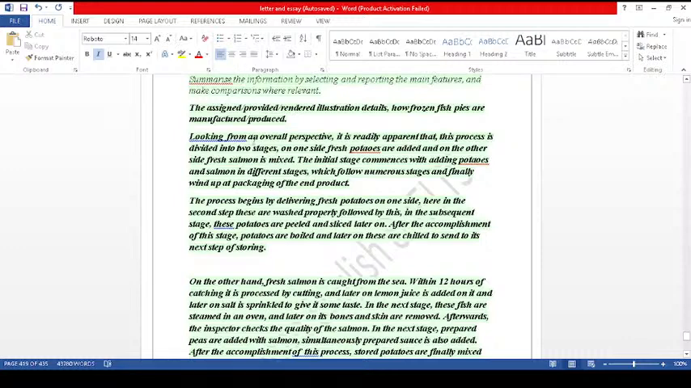Okay, looking from an overall perspective, it is readily apparent that this process is divided into two stages. On one side, fresh potatoes are added, and on the other side, fresh salmon is mixed. The initial stage commences with adding potatoes and salmon in different levels. You can simply say levels, no need to say stages, which follow numerous stages and finally wind up at packaging.